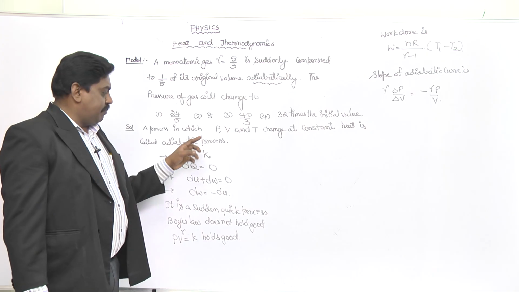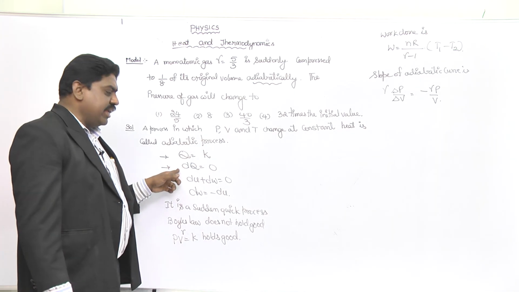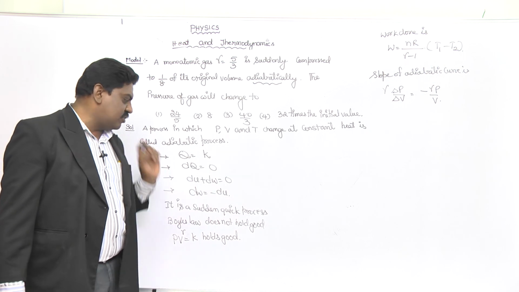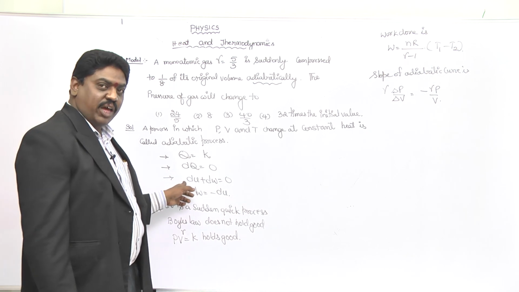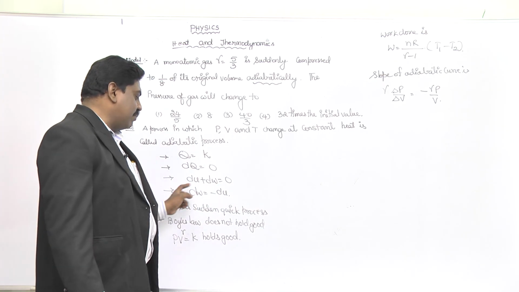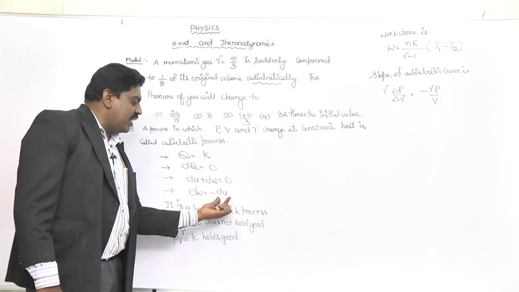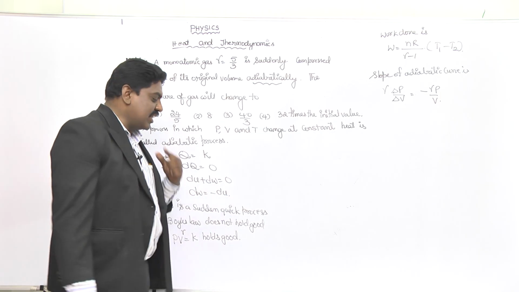Here in the process, heat remains constant. Q is equal to constant, so dQ equals 0. From the first law of thermodynamics, we have dU plus dW equals 0, so dW equals minus dU. The work is done at the cost of internal energy.